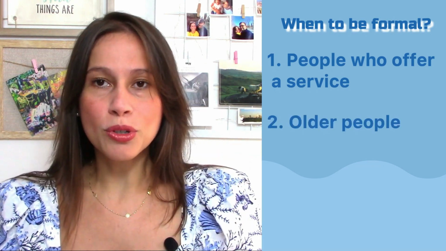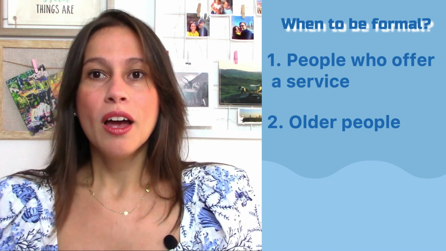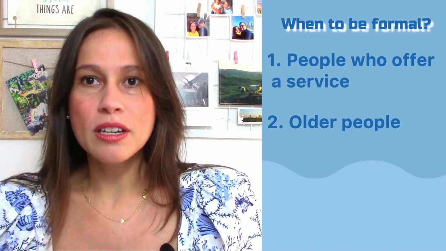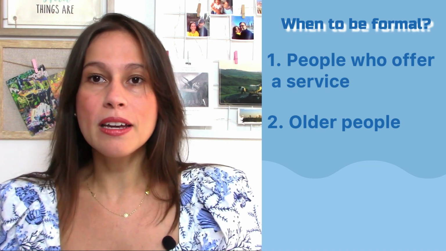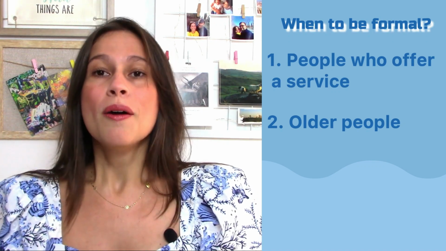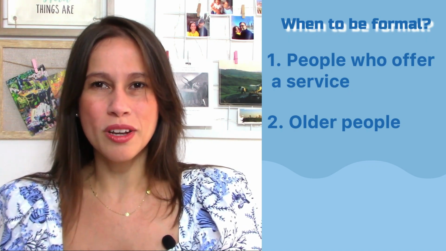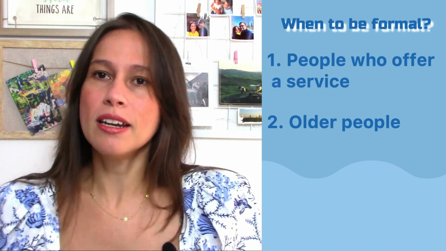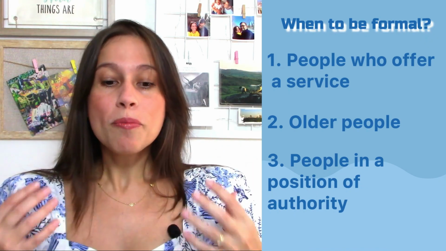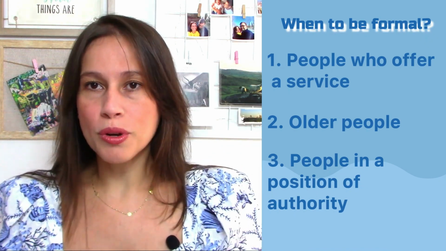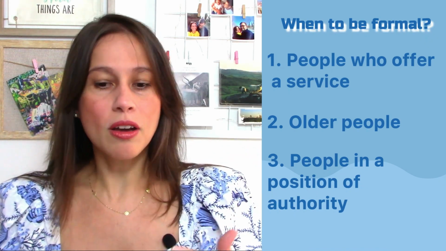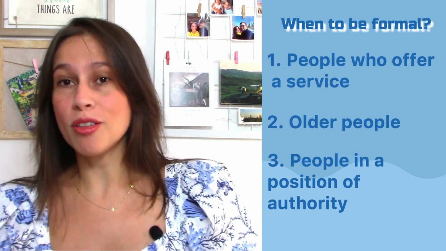Two, very important, with older people. They take that very seriously, okay? So if you see somebody that looks older than you, please treat them formally. They take offense if you don't do it. It's just a sign of respect in Latin America. And three, with people in a position of authority, like a boss or your mother or your father or your teacher. So you should always treat people formally unless they tell you not to.